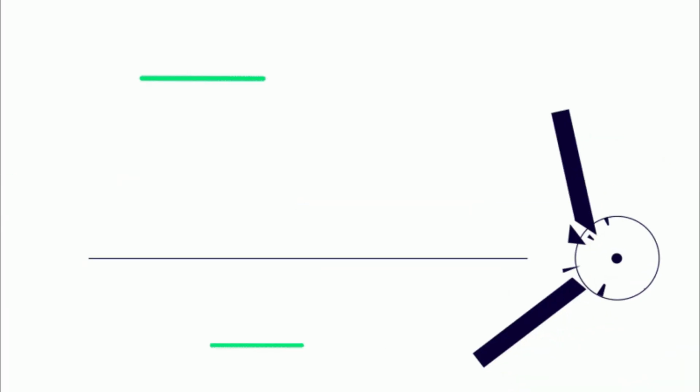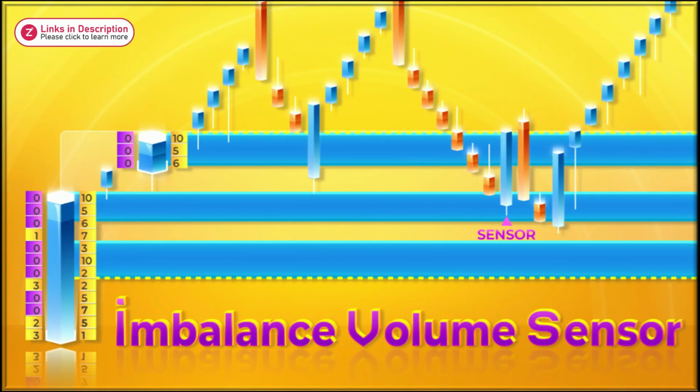In this video, we introduced a tool that applies order flow analysis to Renko bars to identify absolute imbalance zones. The video explains the indicator's mechanism, usage, and how it provides trading signals.